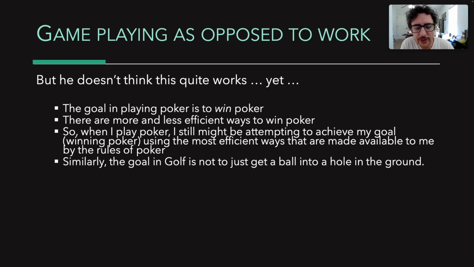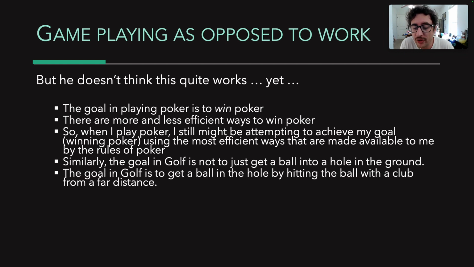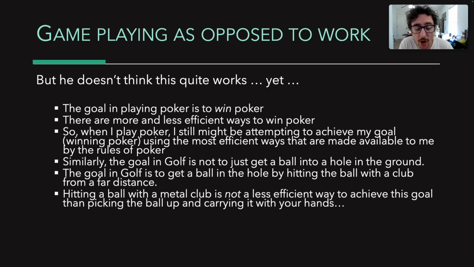Similarly, Suits points out, well, the goal in golf is not actually just to get the ball into a hole in the ground. Really, what golfers are trying to do is to get a ball in the hole by hitting the ball with a club from a far distance. Their goal is to get the ball in the hole in a particular way. And so hitting a ball with a metal club is not actually a less efficient way to achieve this goal. When you pick up a ball and carry it with your hands, that actually prevents you from achieving your goal of getting the ball into the hole in a particular way.